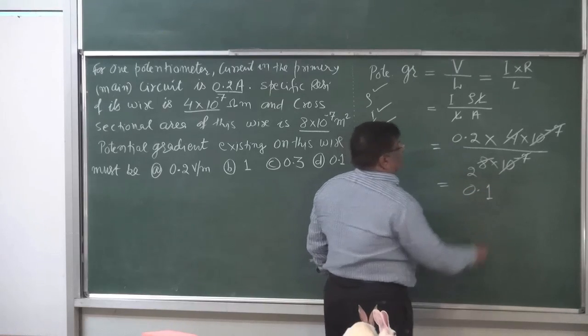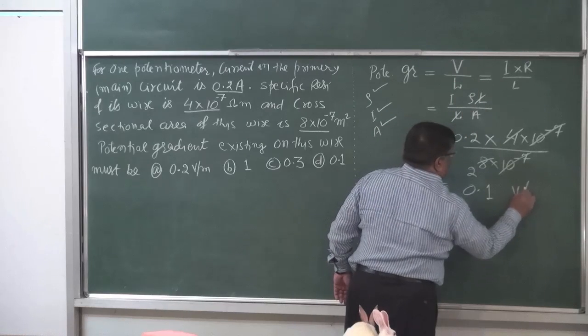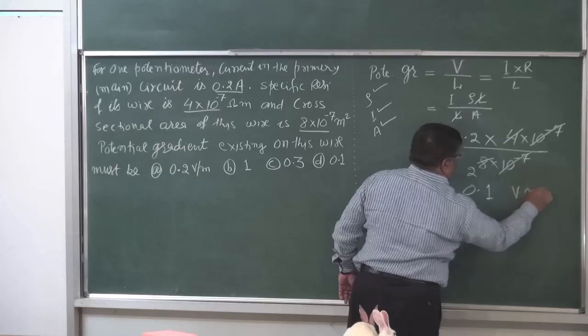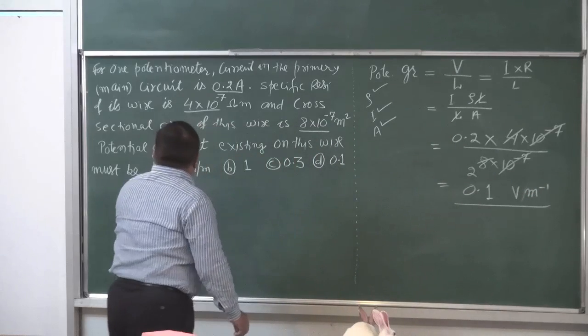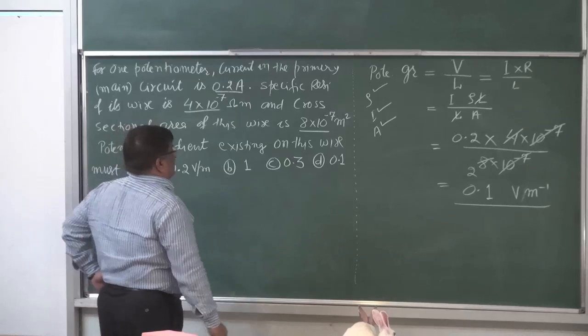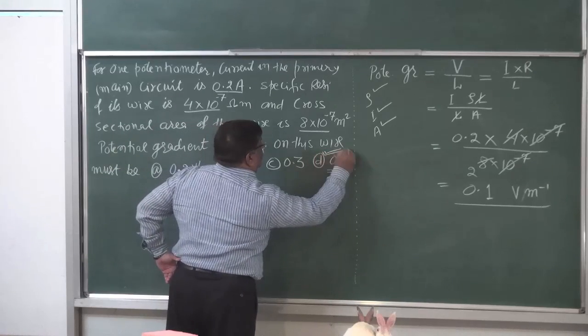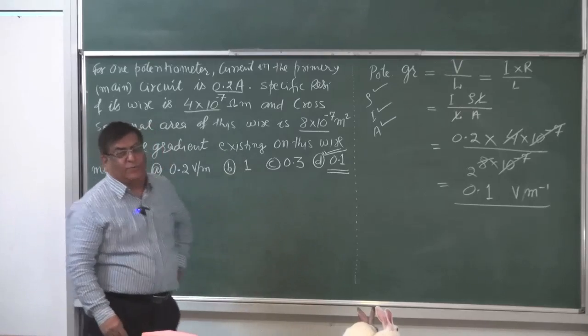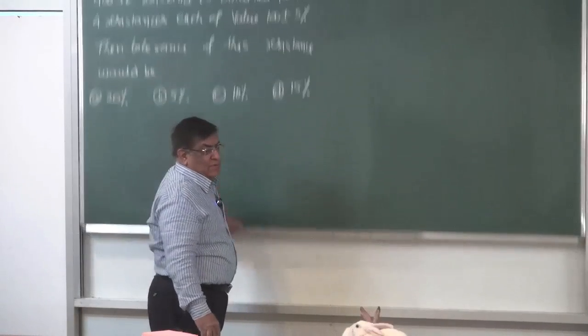0.1, and what is its unit? Volt per meter. 0.1 volt per meter. Is it here? Yes, here it is 0.1 volt per meter. So this is our right option for it. Okay, let's go to the next question now.